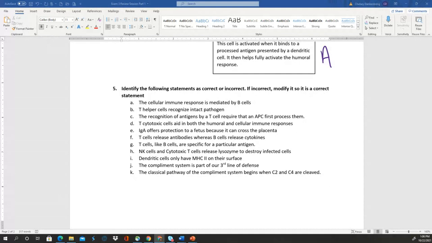All right, number 1, the cellular immune response is mediated by B cells. Is that true or false? Good, Nathan, it is false. In order to make A correct, that would need to say the humoral immune response is mediated by B cells. Or we could say the cellular immune response is mediated by T cells. Good job.